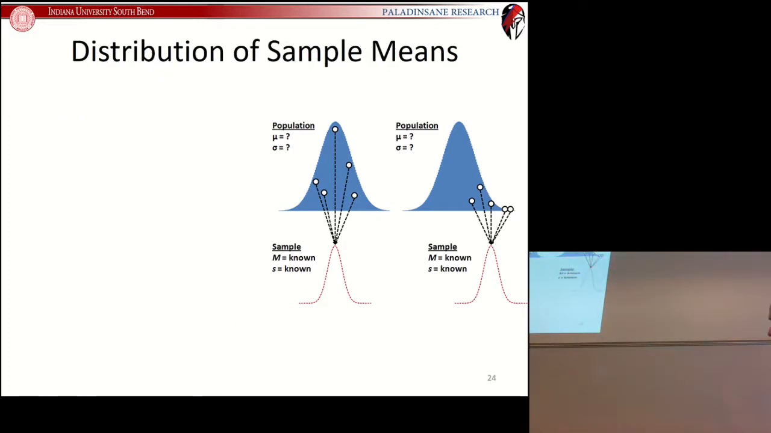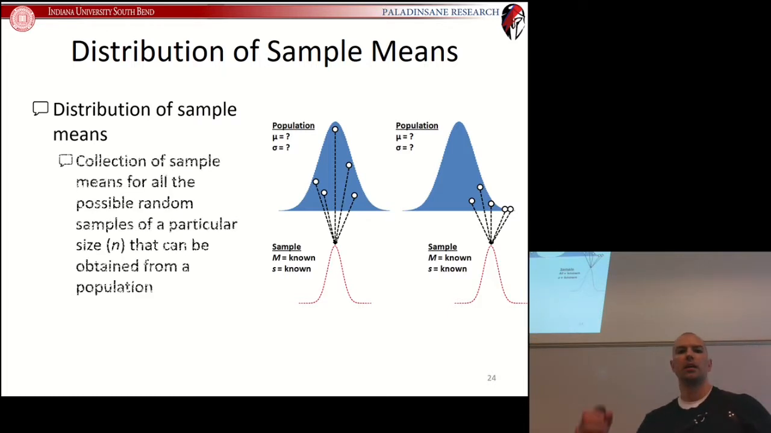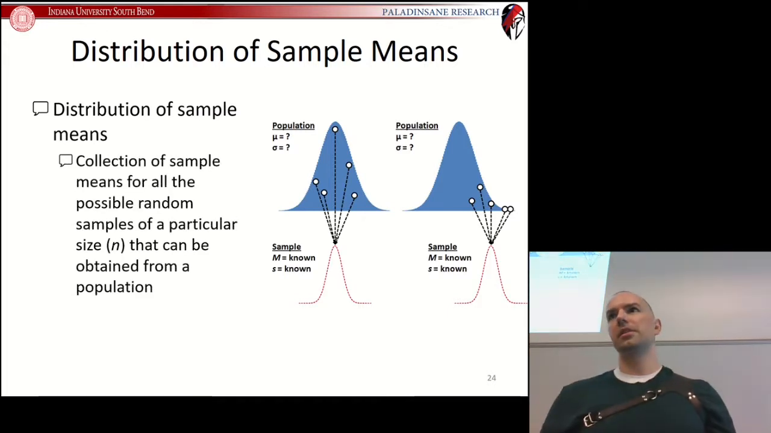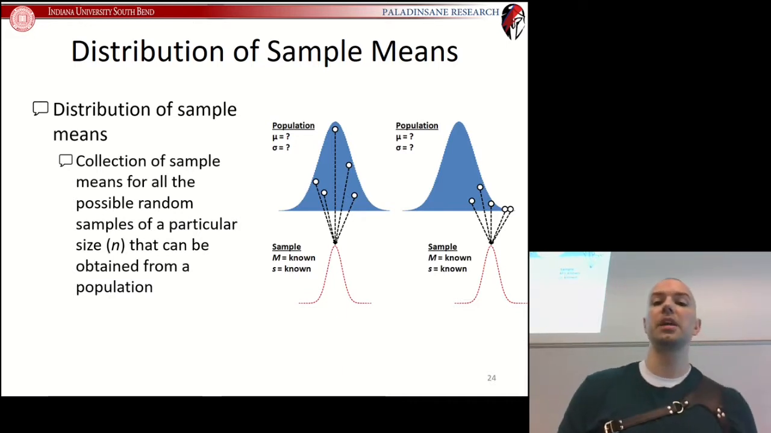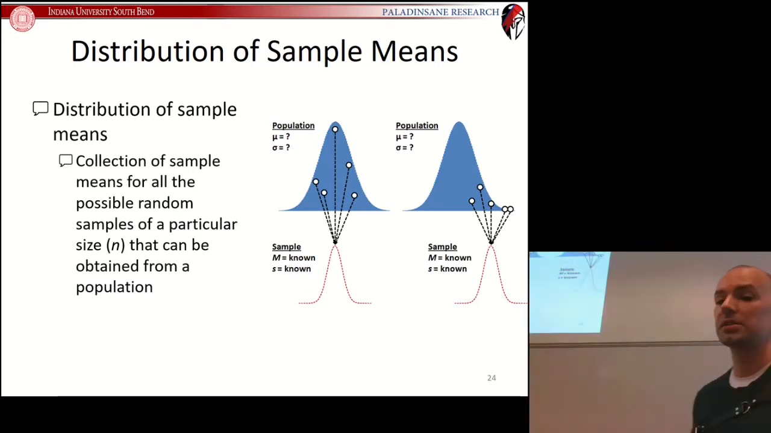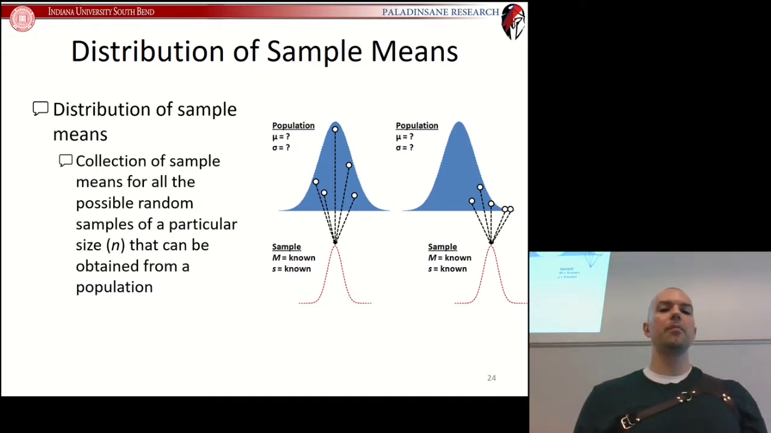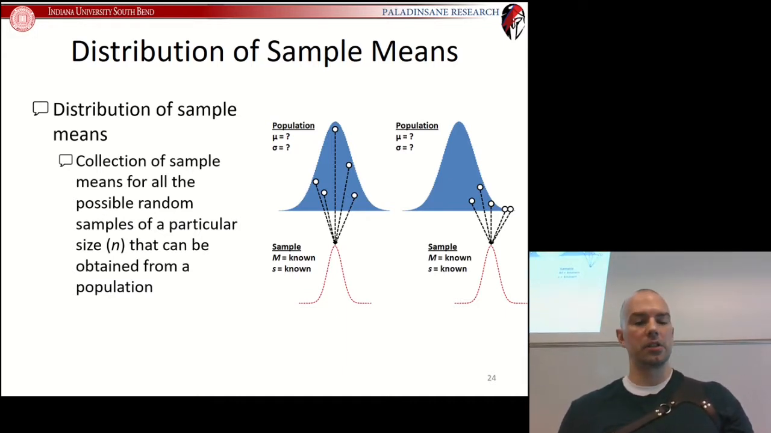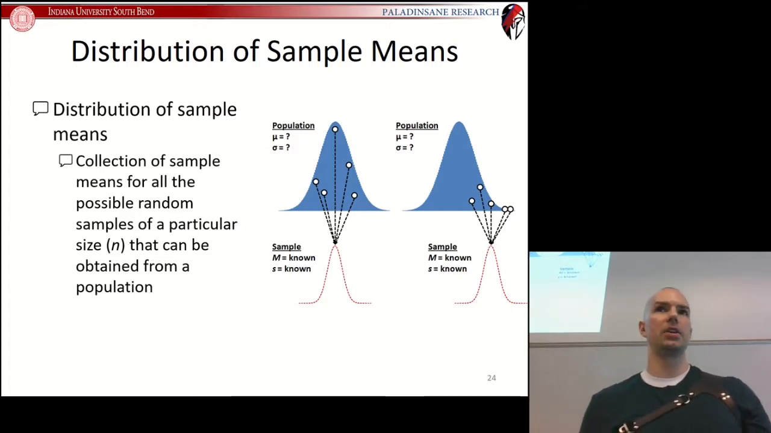So, distribution of sample means, what do? It is kind of hard to wrap your mind around it, but it is a collection of sample means for all possible random samples of a particular size. So how big is your sample? Is it a 10-person sample? Is it a 5-person sample? In this case, it was a 5-person sample. Every mean from every possible random sample that can be obtained from a population.